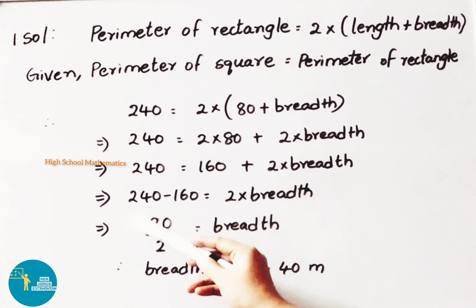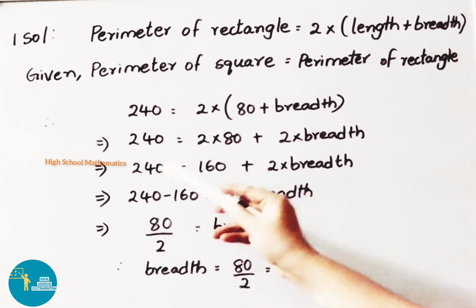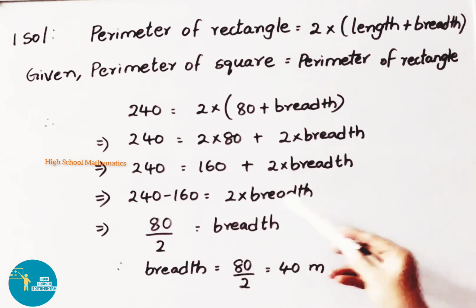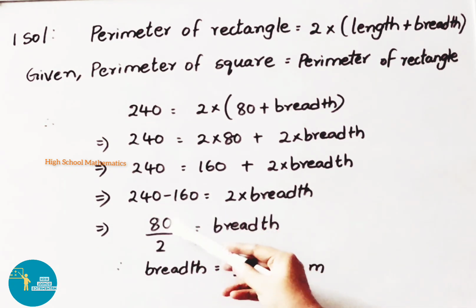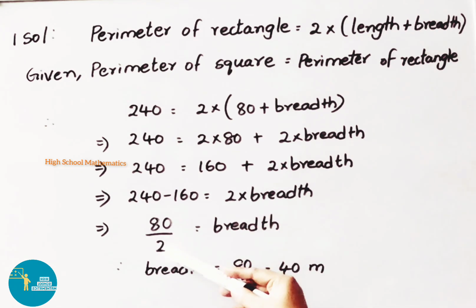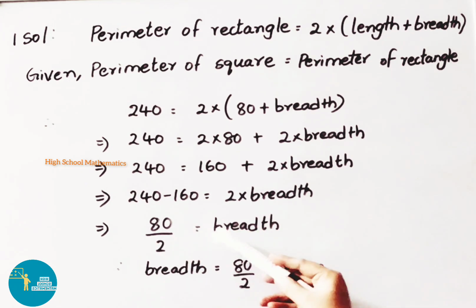That implies 240, here 160 on transposing becomes minus 160, equals 2 times breadth. 240 minus 160 is 80. Here 2 is multiplying, on transposing it becomes divided. So 80 by 2 equals breadth. Therefore breadth equals 80 by 2. 2 forties are 80, so 40. Therefore breadth equals 40 meters.